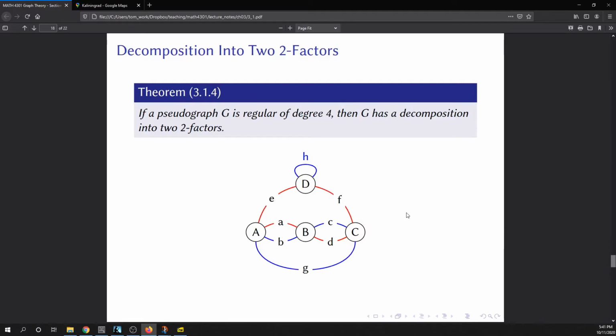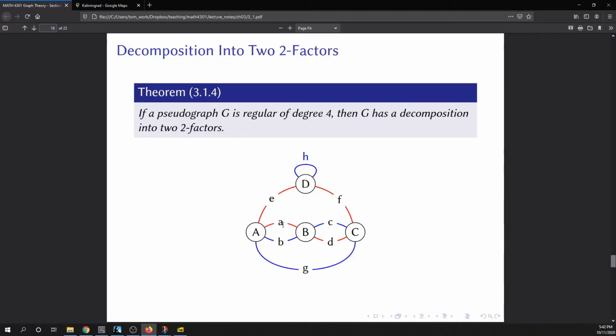Okay. So the idea behind the proof of this one is that you would start with an Eulerian circuit, and then what you would do is just alternate the colors of the circuit itself. So if you think back to that example we did of the Eulerian circuit on this graph earlier, right?